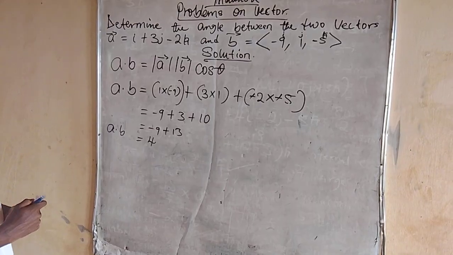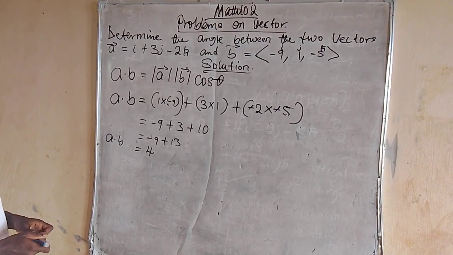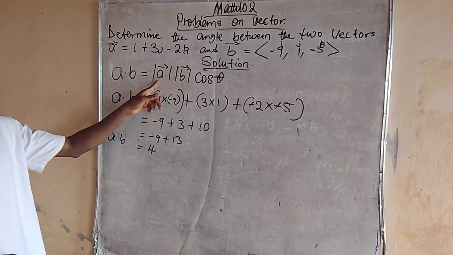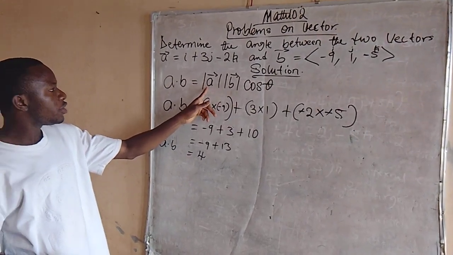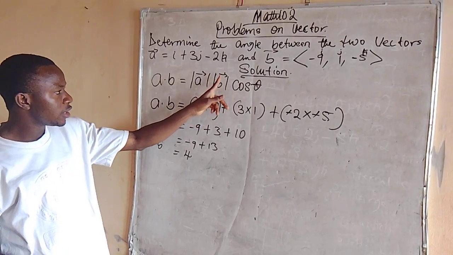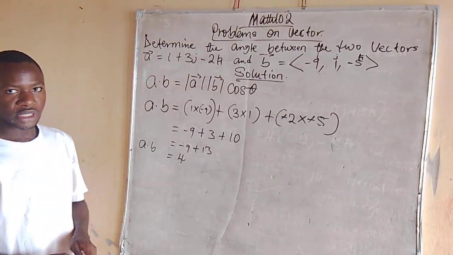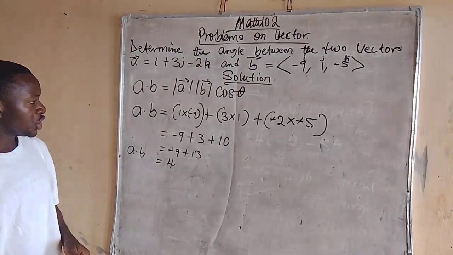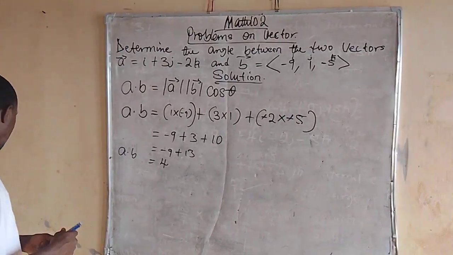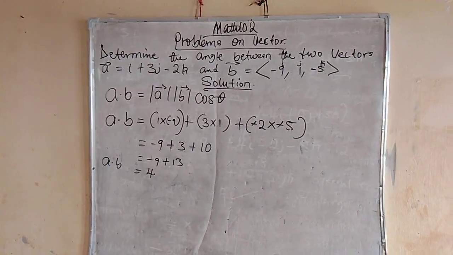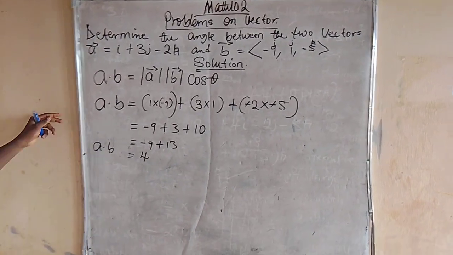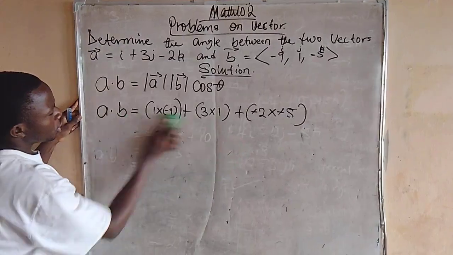Alright, having known this, the next thing to do is to look for the magnitude of each of these vectors. We are going to look for the magnitude of vector A and the magnitude of vector B. Is that taken? So that is what we are going to look at for now. Alright, let me free up some space so that we will be able to calculate that.